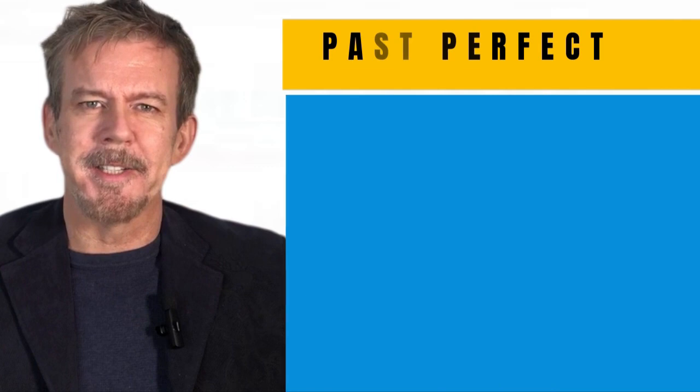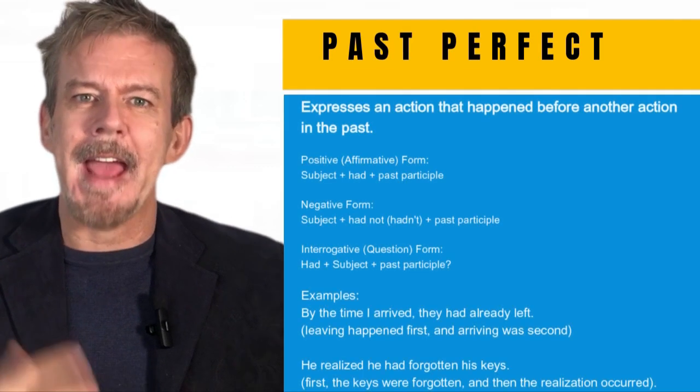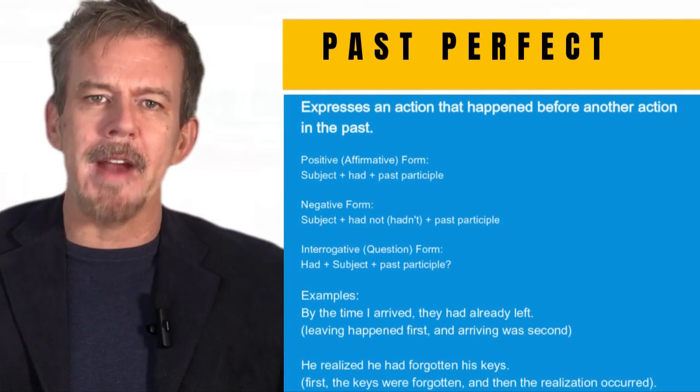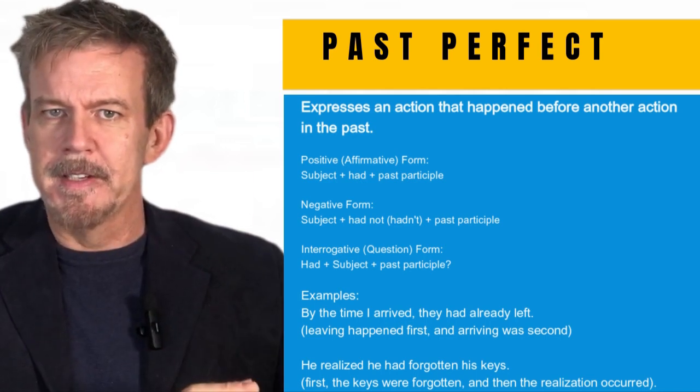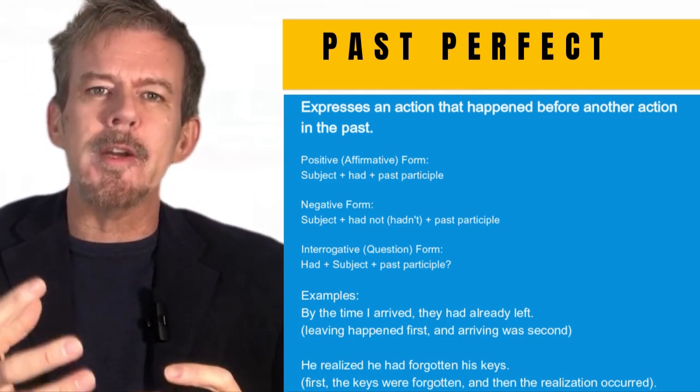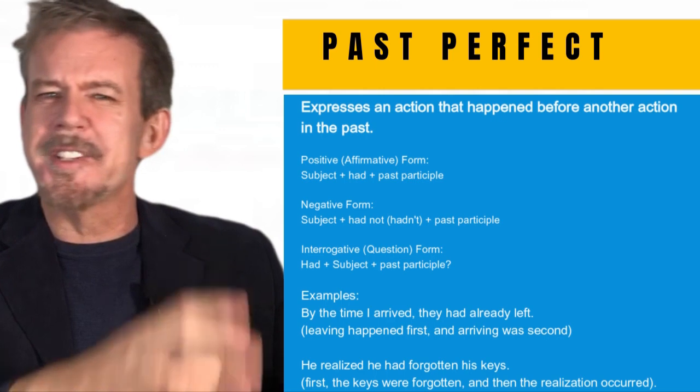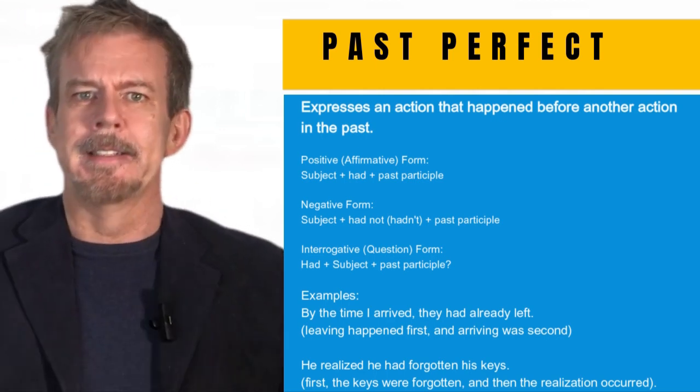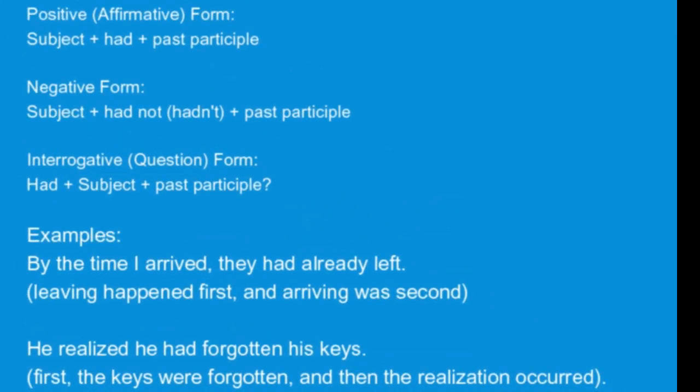Past perfect expresses an action that happened before another action in the past. It's used to show the sequence or order of events that took place in the past. By the time I arrived, they had already left. So the action of leaving happened first, and then the action of arriving occurred.